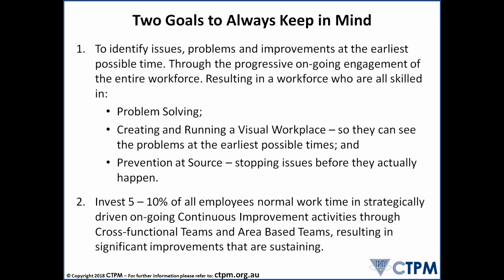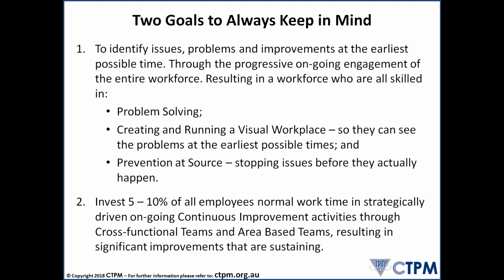So the 2 goals we want to keep in mind, linking that strategy, our 6 key principles, are these 2 things. 1, we need to identify issues and problems, improvements at the earliest possible time. And it's through that progressive ongoing engagement of the entire workforce. As I said, not just one team, not just one continuous improvement coordinator. We result in a workforce who is skilled in problem solving, creating and running a visual workplace.